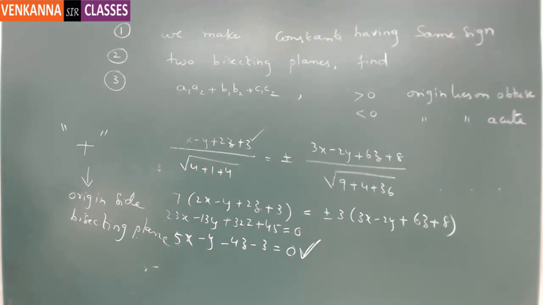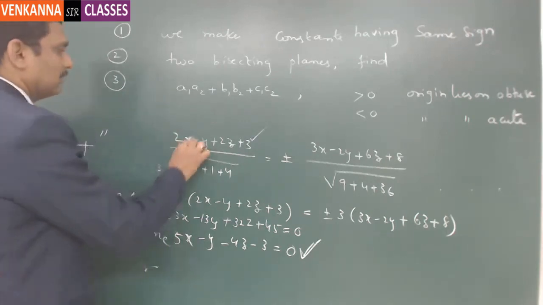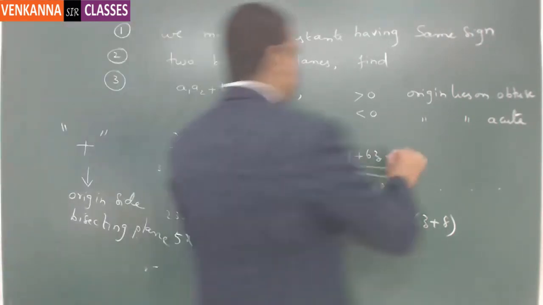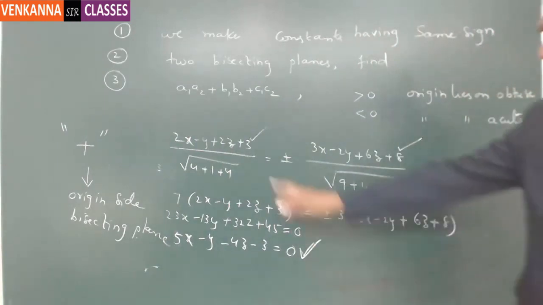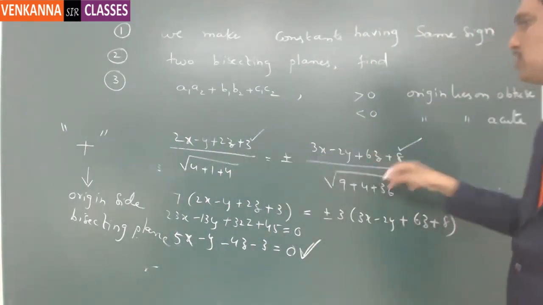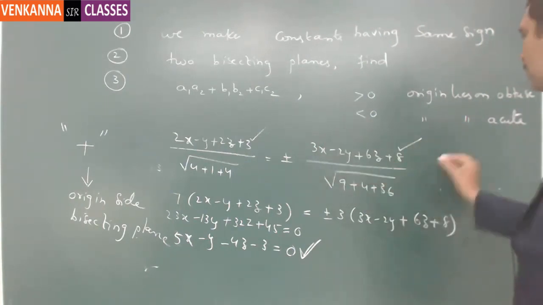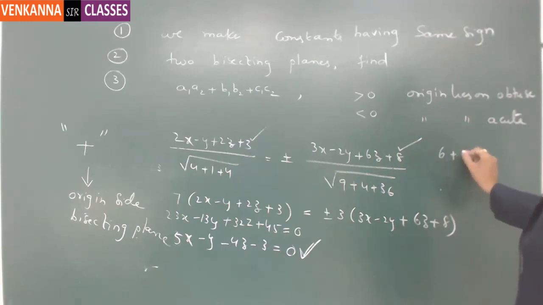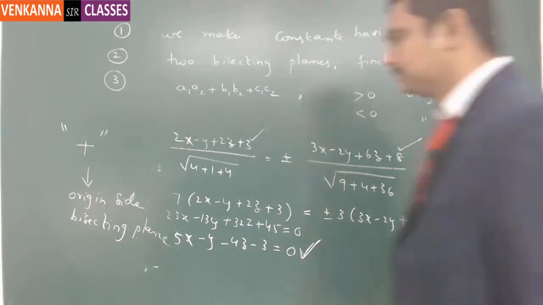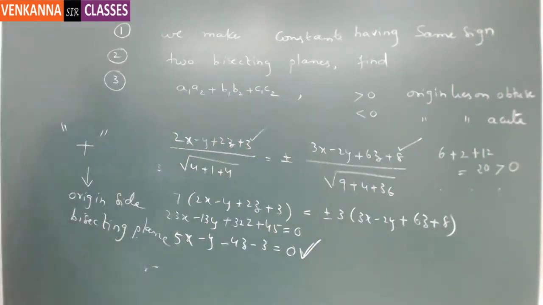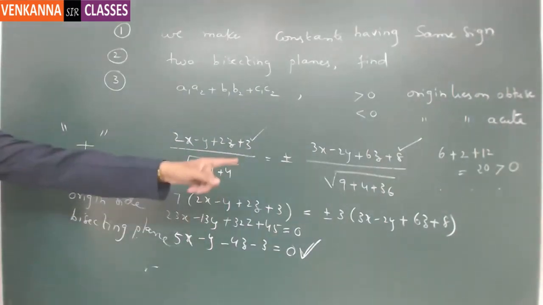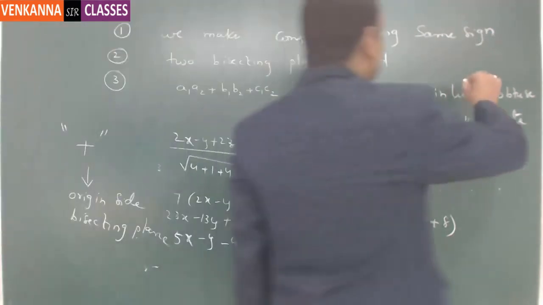So let us go for a random check here. Now see, these two are nothing but the given plane equations. We observe that constants are of positive sign. Straight away calculate a1a2 plus b1b2 plus c1c2. So 2, 3, 6 plus 2 plus 12. So the value is nothing but 20. This is greater than 0. Agreed? So origin lies on the obtuse angle side.